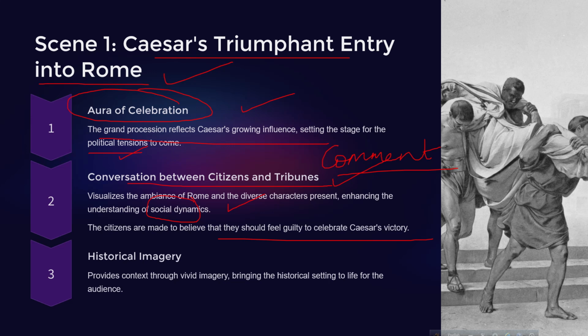So here we can see there's a clear class distinction, where the upper class has control over the poor people of Rome. And the citizens are made to believe that they should feel guilty to celebrate Caesar's victory.